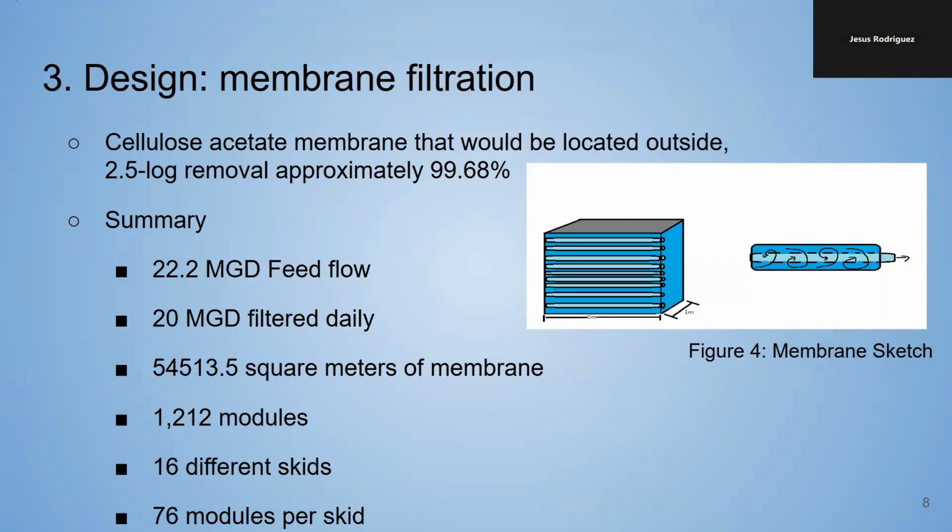In order to meet our goal of 20 million gallons a day, we would need the 22.2 million gallons of wastewater, meaning that the total area of membrane needed would be 54,513 and a half square meters of membrane, split across 16 skids with 76 modules in each, leading to a total of 1,012 modules.